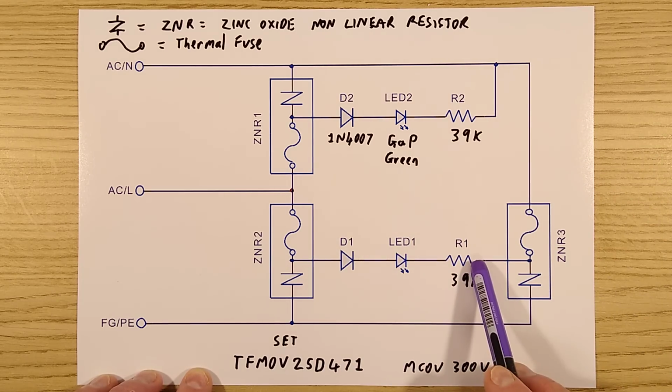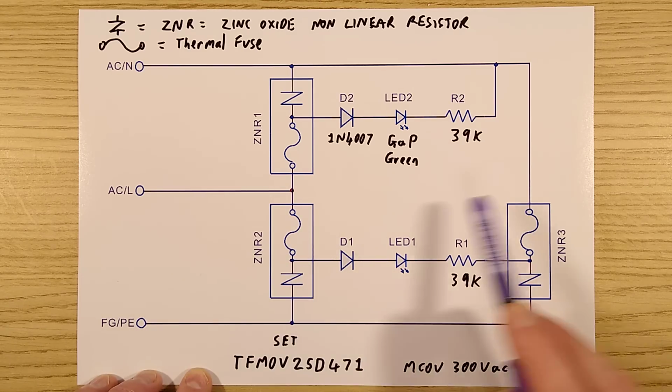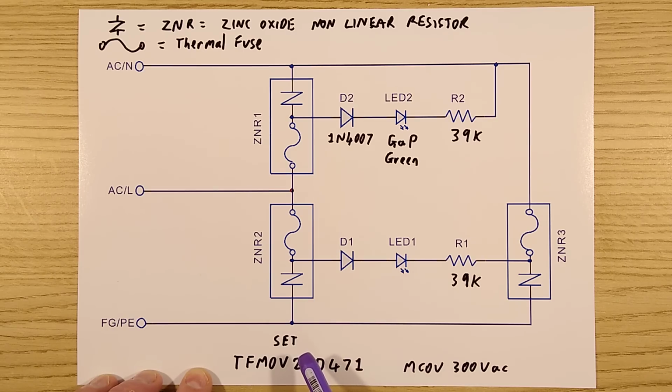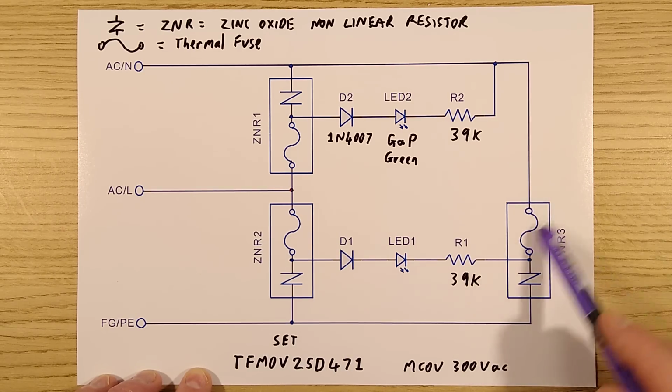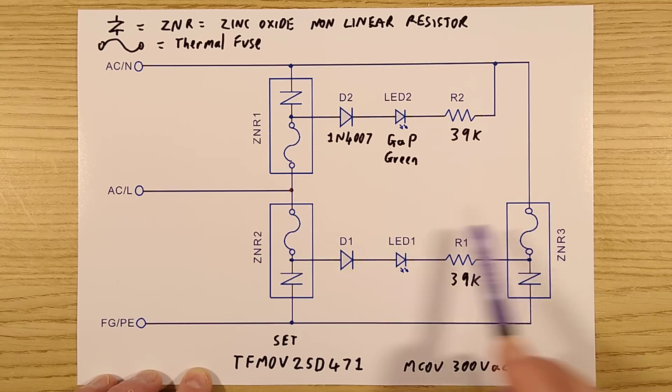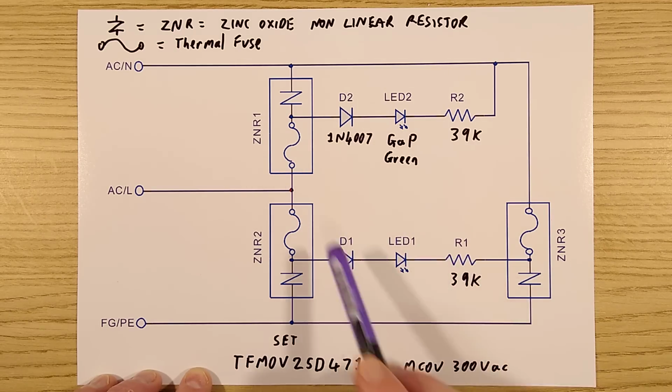This other LED down here is effectively in series with this thermal fuse from live, and this thermal fuse from the neutral. So if either of these thermal fuses goes, this LED will go out. So those two LEDs cover all three of the fuses.